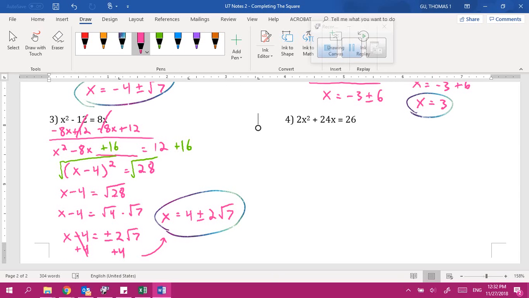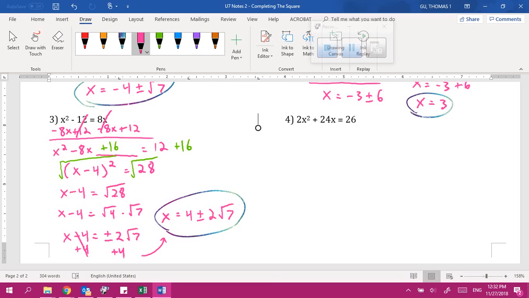Now on to the very last one. Number 4, 2x squared plus 24x equals 26. This one looks a little different than all the other ones we've been doing. What's different about this one? Right, the 2x squared. That's weird. That's not what the other ones look like. What can we do, though?